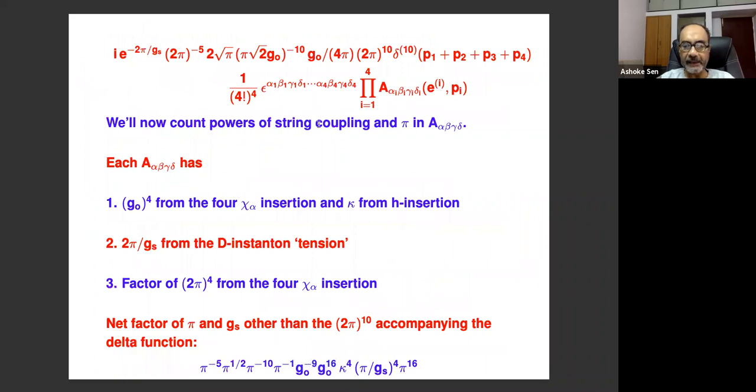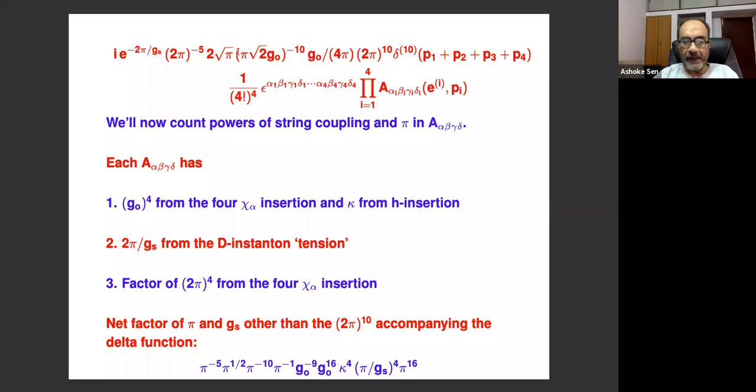So here is the result. I think this is almost the end, maybe a few more slides. Let me now say how to pick out the factors of pi and g. The factors of 2 hopefully should work out, but as I said, that hasn't been worked out yet. But the pi's and g's I can try to explain.